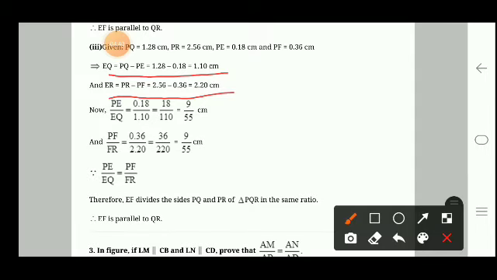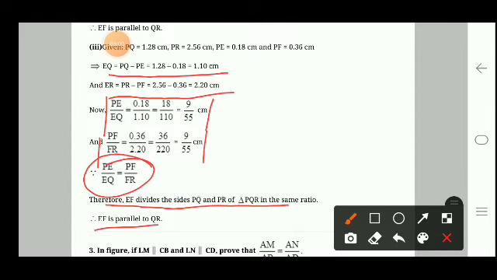Now we are finding the ratio of PE over EQ, that is 9 upon 55, and PF over FR, that is 9 upon 55. So again the ratio is coming out equal. When the ratio is equal, it means that EF divides PQ and PR of the triangle PQR in the same ratio, and therefore EF is parallel to QR.